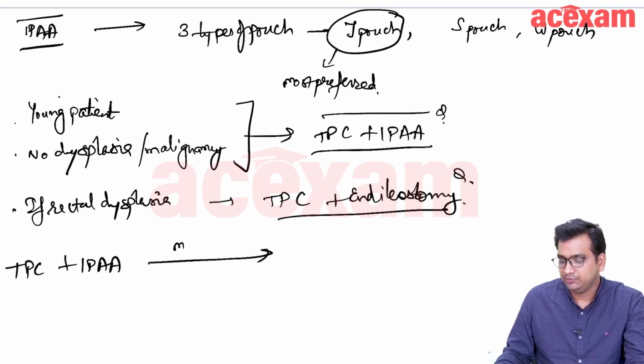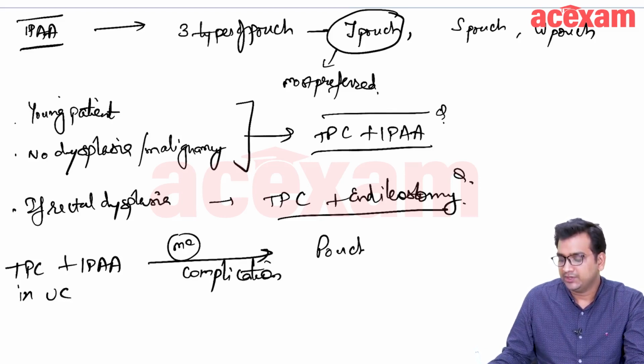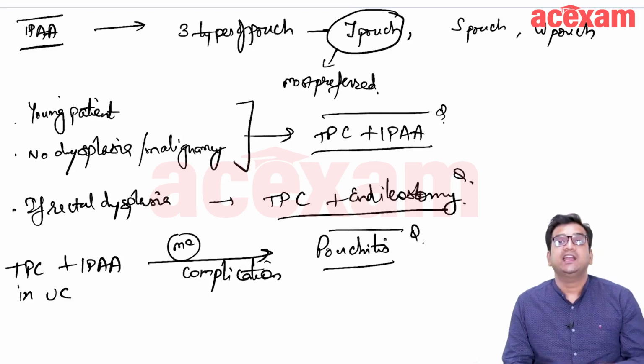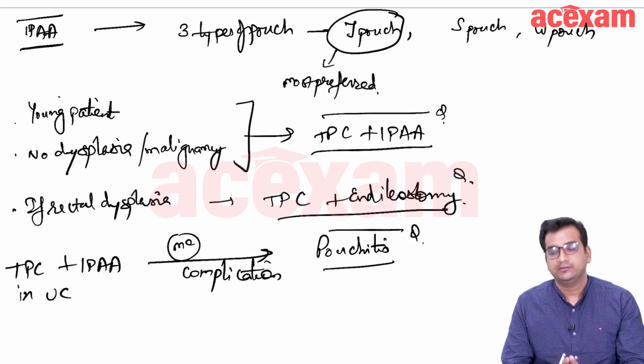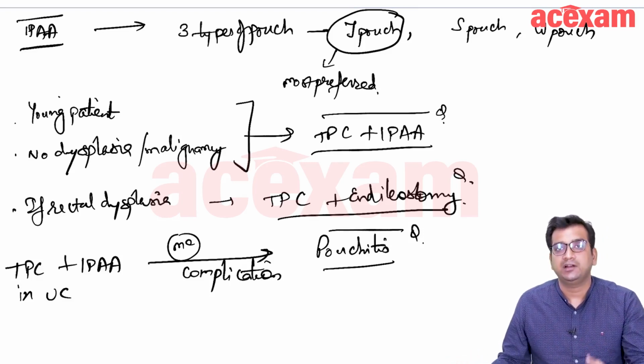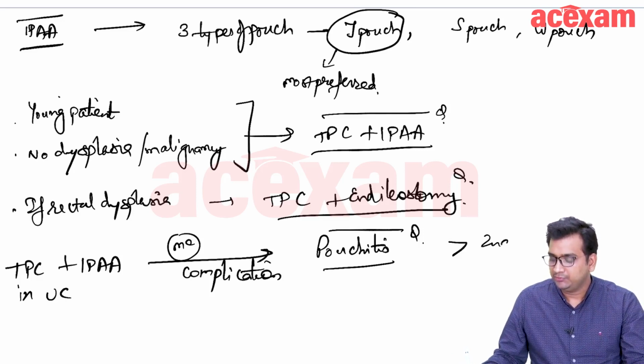After surgery, what is the most common complication in ulcerative colitis? The most common complication is pouchitis. That inflammation can extend to the pouch also, which is pouchitis. Then the patient will present with bleeding per rectum, increased frequency of motion, and may develop fever. Okay. After pouchitis, the second most common complication is small bowel obstruction.